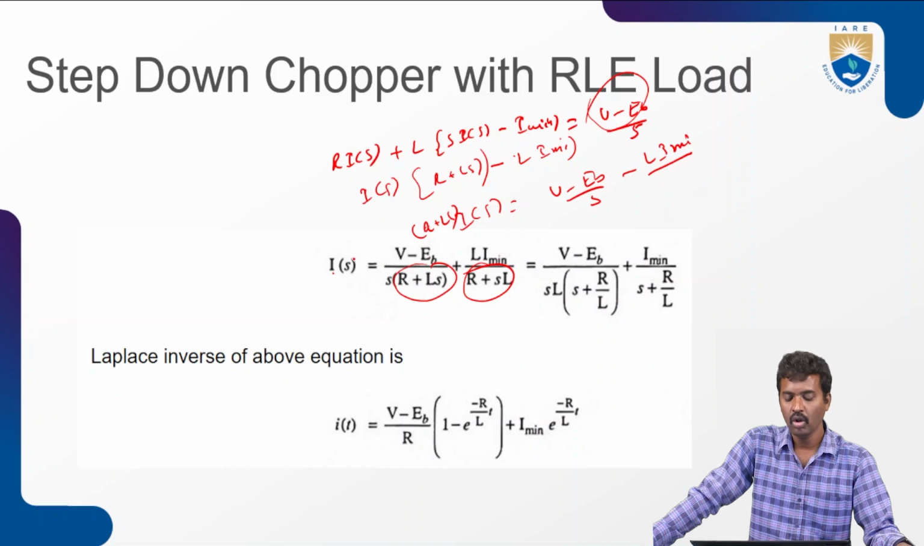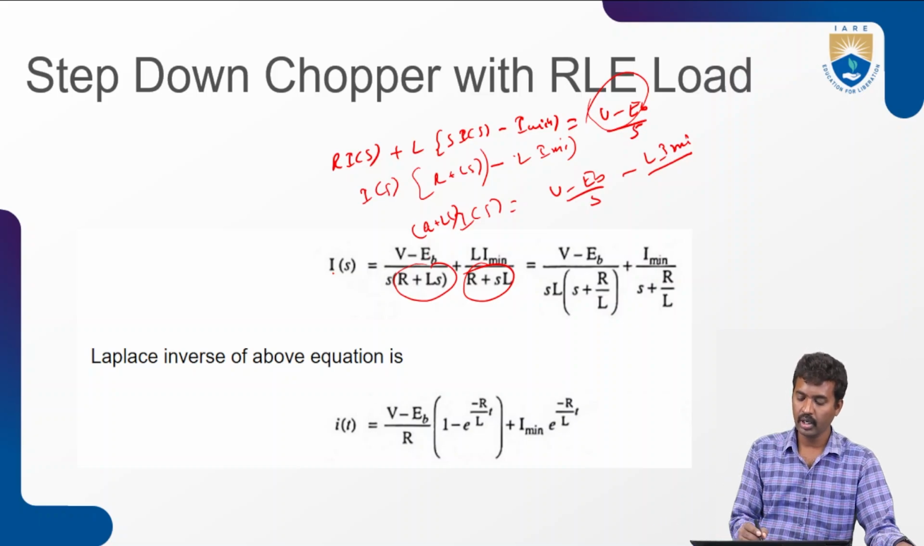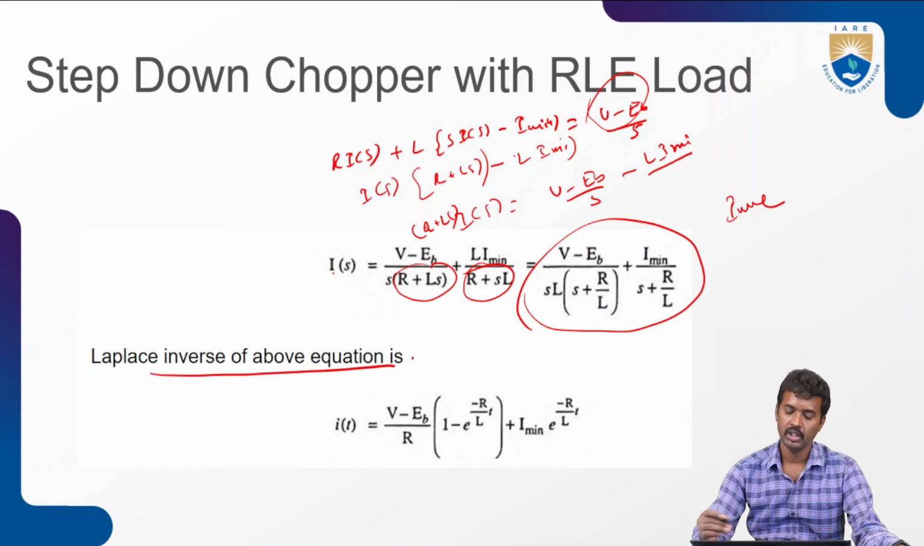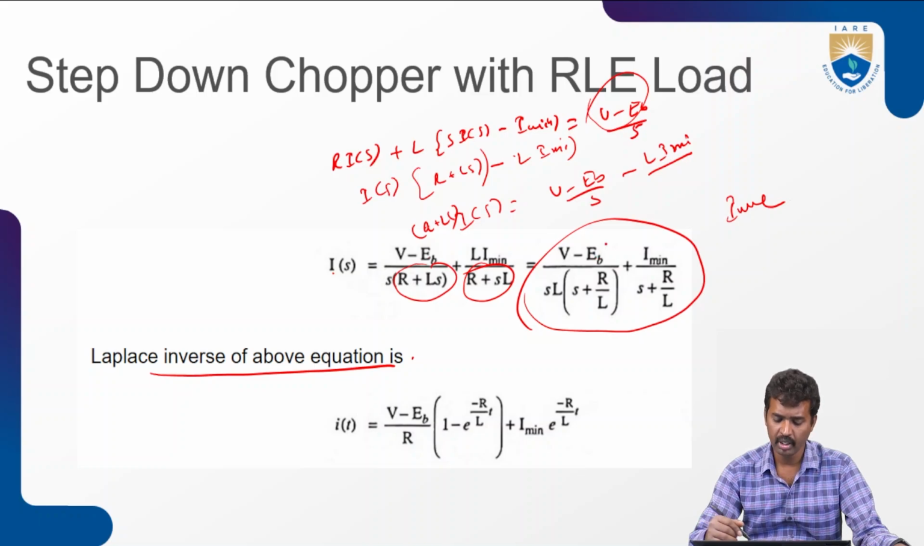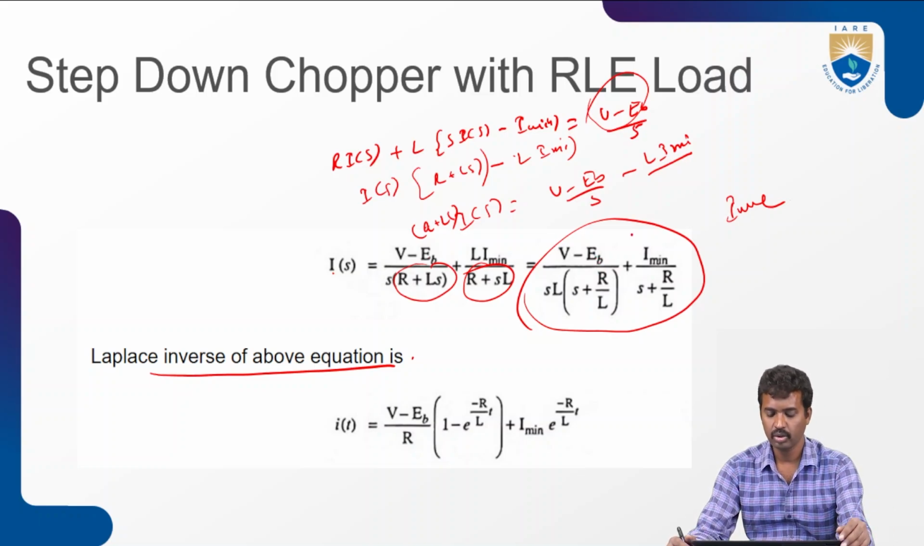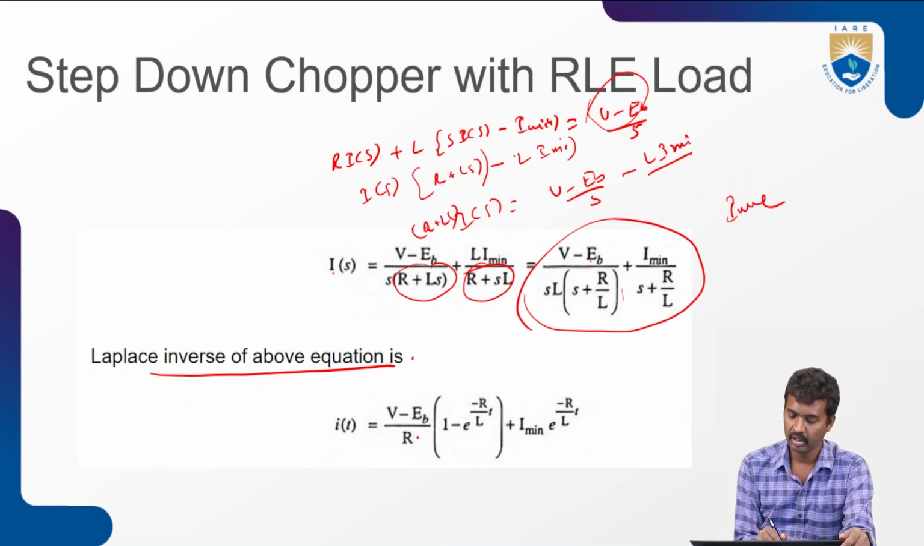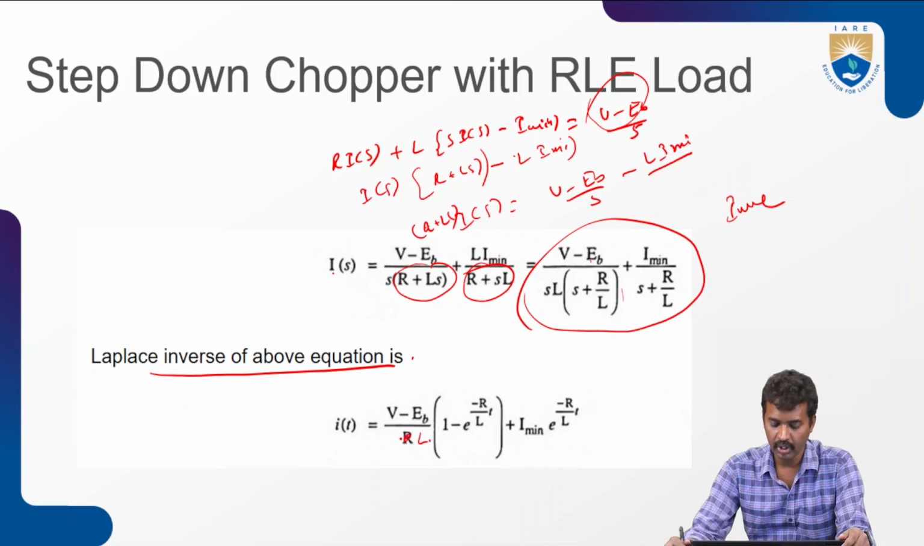I of S equals V minus EB by S into R plus L S, plus I minimum by R plus S into L. Now take L as common, and L gets cancelled. If you apply the inverse Laplace transform to this, V minus EB by, R is constant. Here in this case it is V minus EB by L, I think it is L. It is L.